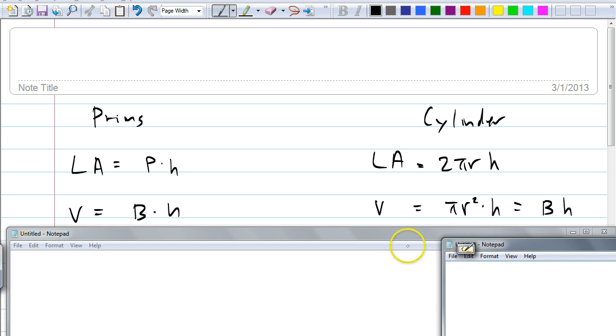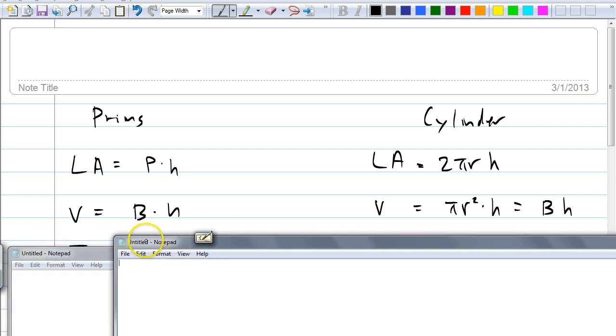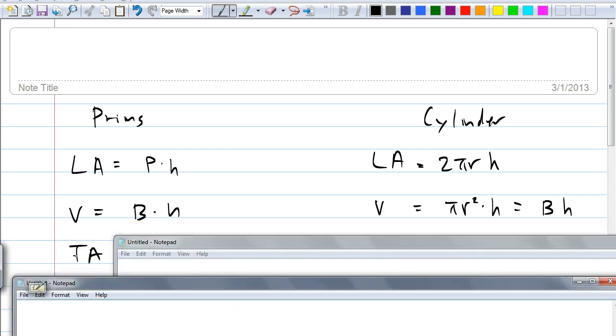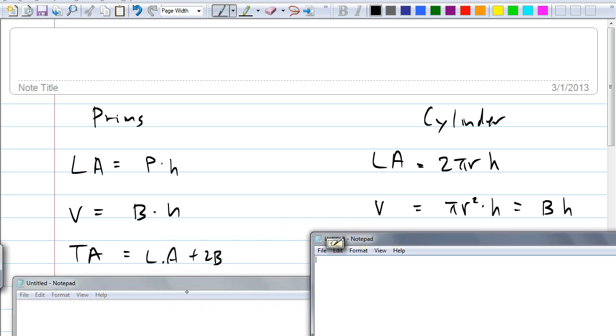All right. What about then total area? What's the total area of a prism? How about Brandon? It's LA plus 2 times area of the base. Yeah. So I just wrote LA plus 2B because it's the lateral area plus two other bases, right?